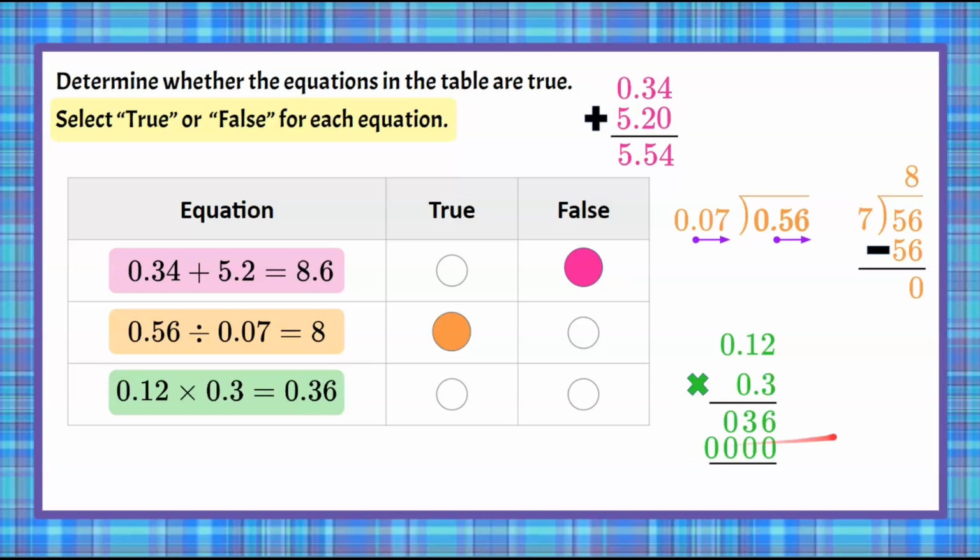Now we're going to add. 6 plus 0 is 6. 3 plus 0 is 3. 0 plus 0 is 0. Now I need to know where to put the decimal point. So I'm going back to my original problem, and I'm going to look to see how many decimal places are in both values. We have 1, 2, 3 digits to the right of the decimal point, which means I need to move this decimal point 3 digits from the right. So our answer is 36 thousandths, where their equation is 36 hundredths. So this equation is false.